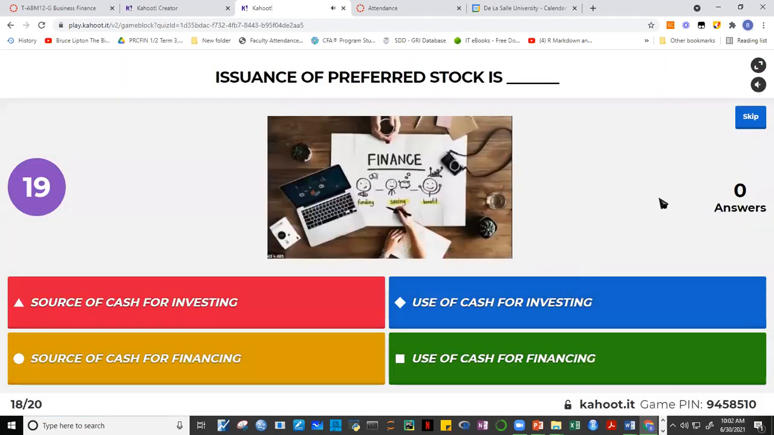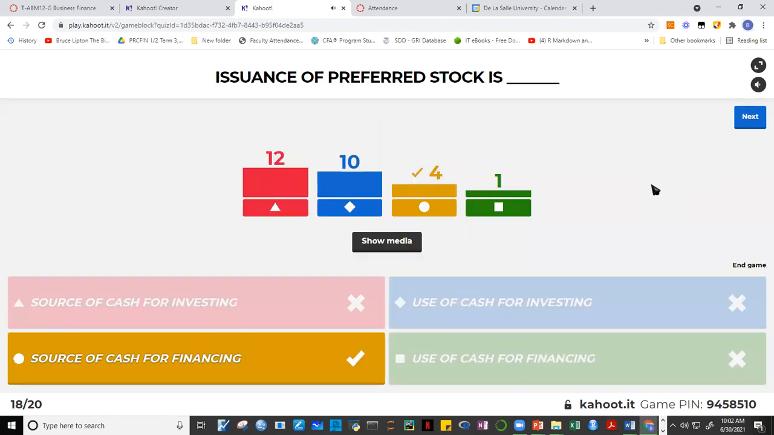Issuance of preferred stock is... Okay. Issuance of preferred stock. 4 of you got it. Preferred stock, guys, financing to, no? Pag nag-issue tayo ng preferred stock, ibig sabihin, the company is calling in more investors. So it gets money, tapos nag-issue siya ng preferred stock. So it's a source of cash for financing.